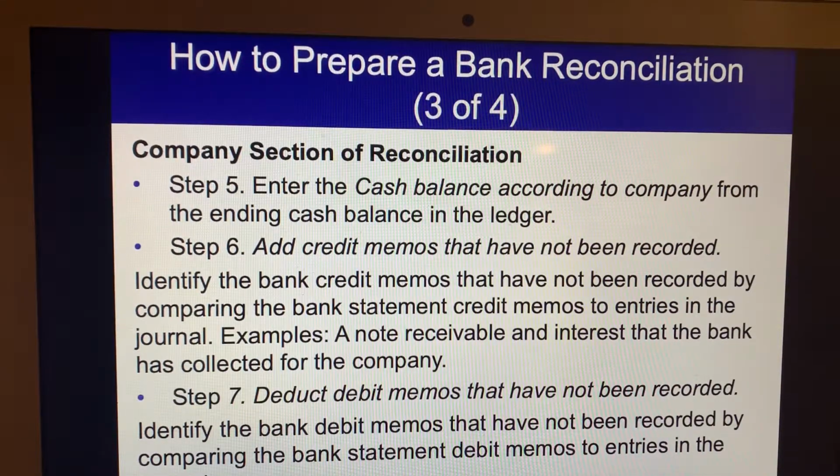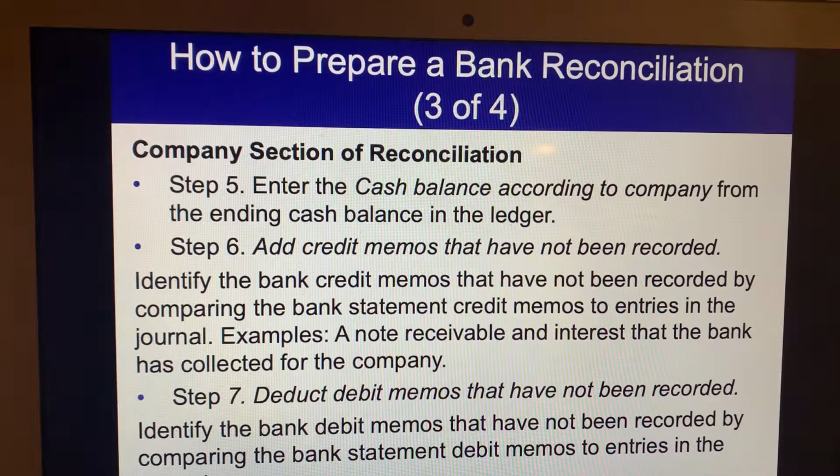I know that's kind of confusing, but the image two slides back indicates what that looks like. Step 5, enter the cash balance according to company from the ending cash balance in the ledger. Step 6, add credit memos that have not been recorded.